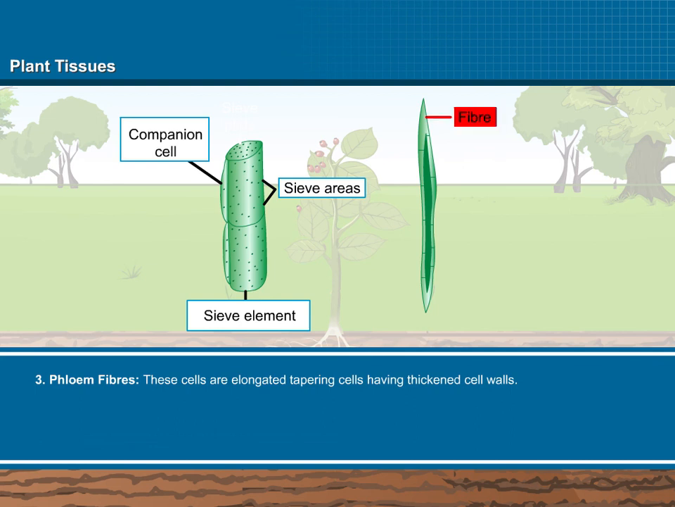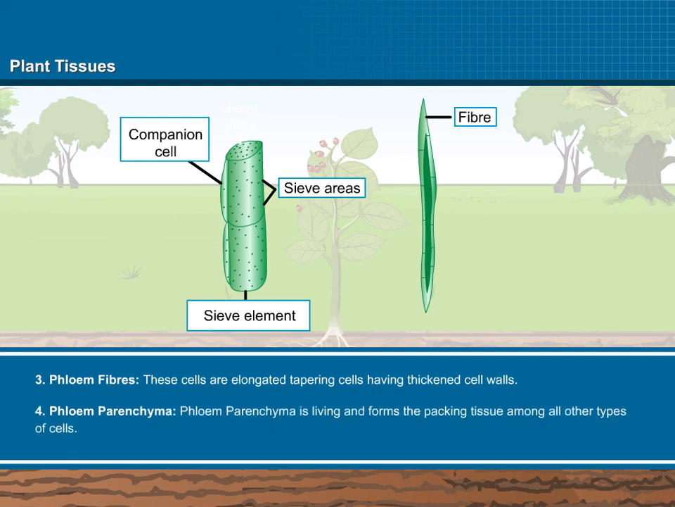Phloem fibers. These cells are elongated, tapering cells, having thickened cell walls. Phloem Parenchyma. Phloem Parenchyma is living and forms the packing tissue among all other types of cells.